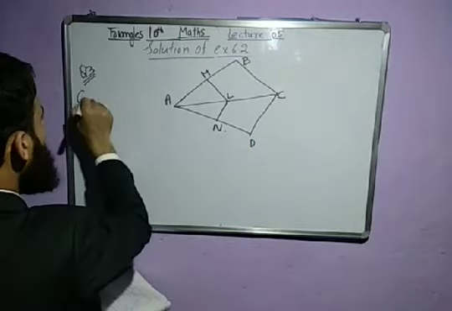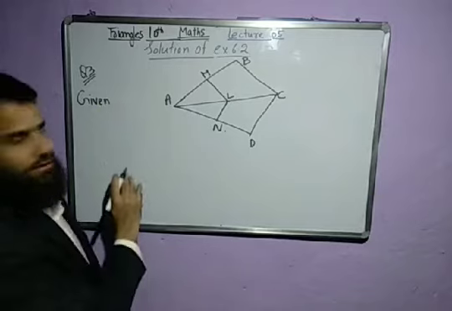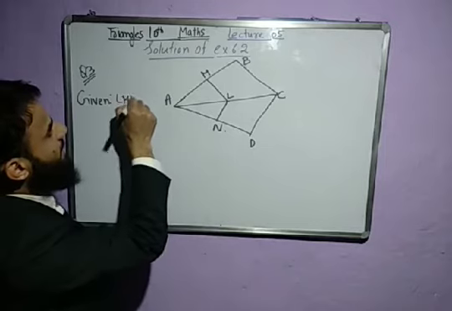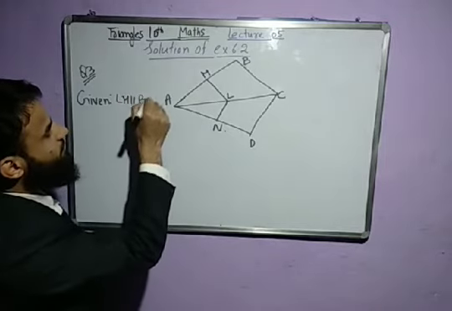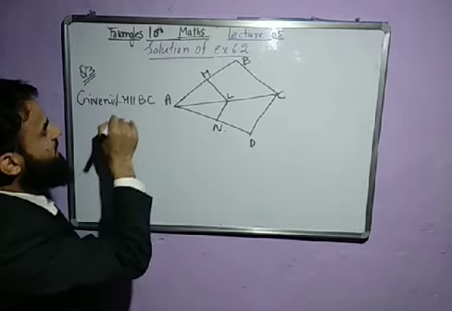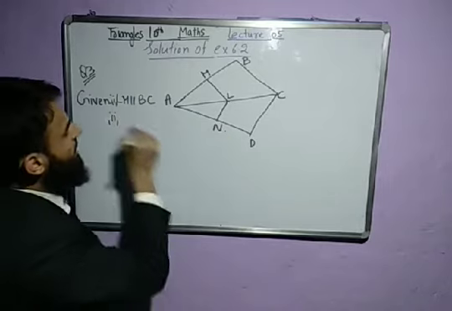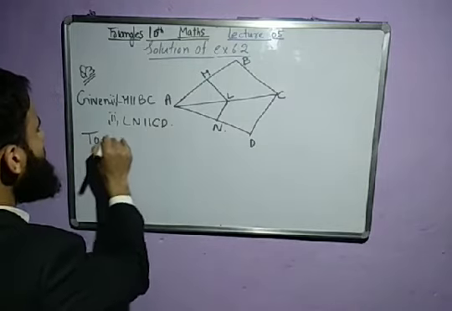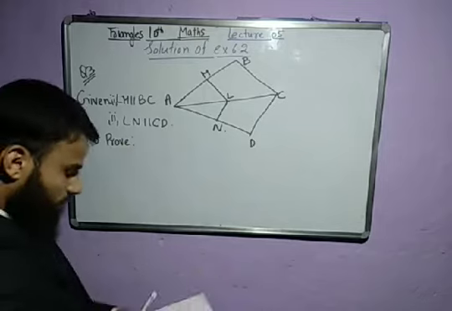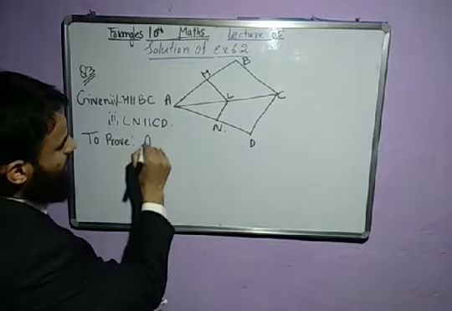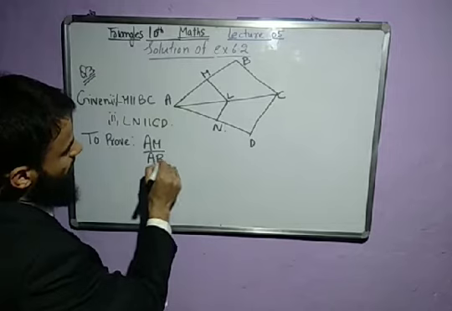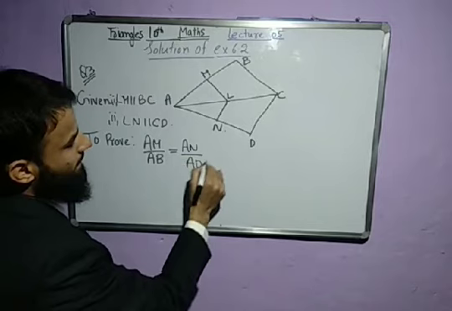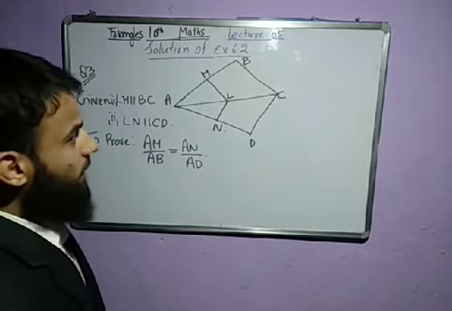So first of all, we'll write here given. Whatever is given, you will write here. It's given in the figure that LM is parallel to BC. So first thing given is this. Then the second thing given is that LN is parallel to CD. And what you need to prove? You need to prove that AM by AB is equal to AN by AD. Okay. Now let's start the proof.